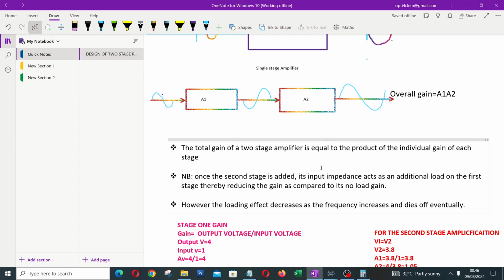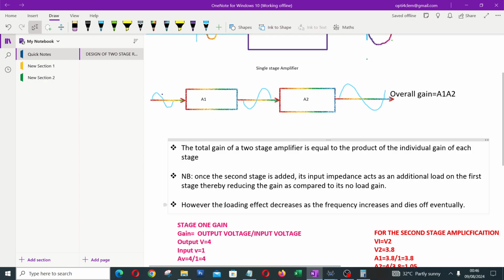By the time you connect them in two stages and you try to measure the gain of the individual first stage amplifier, you will find out one interesting thing: the gain is no longer up to 4, because it is now seeing the second amplifier circuit as a load to its own output. So part of the power generated, part of the voltage generated, will be used to overcome the load of the second stage. So that is that about that.